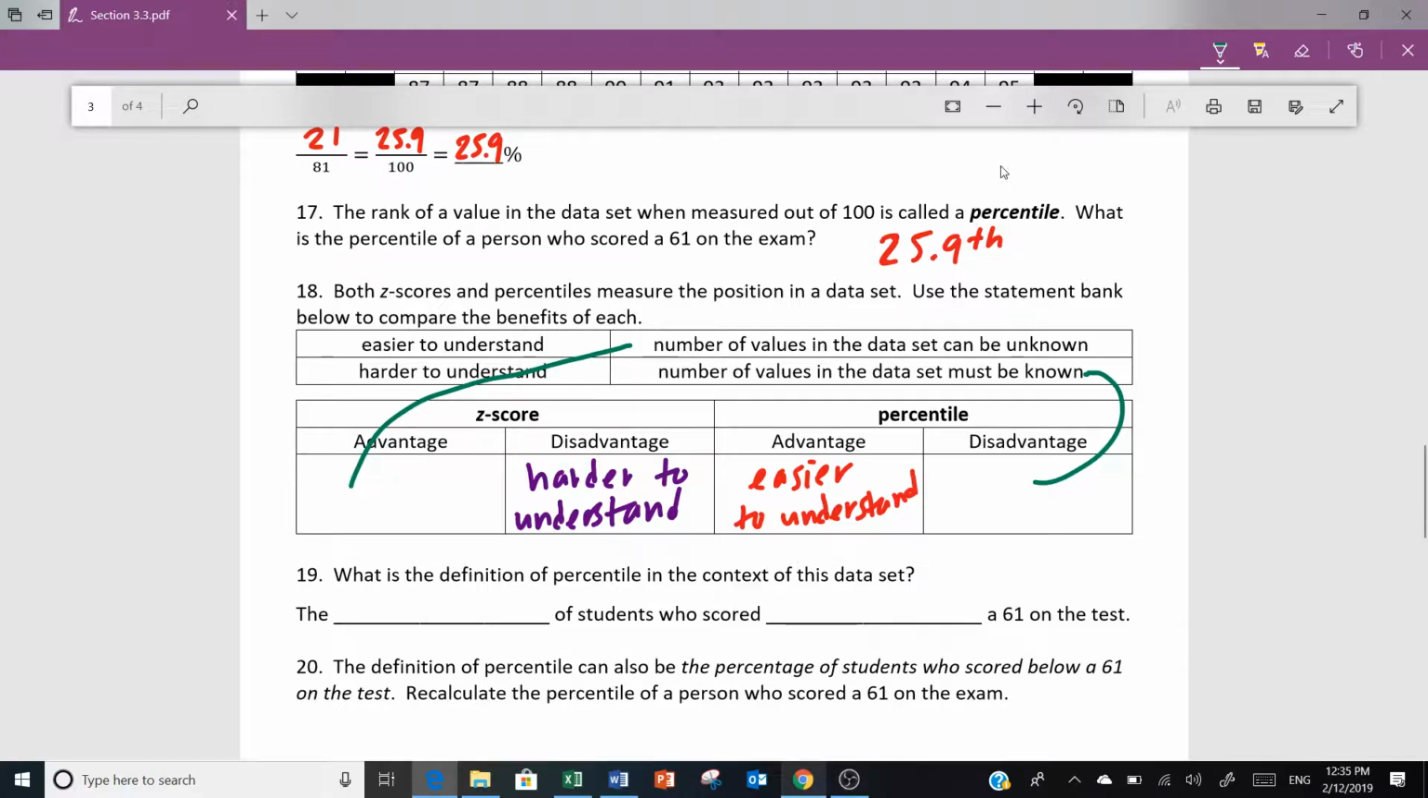Any questions? We're almost there. We're getting there. Okay. What's the definition of the percentile in the context of the data set? It's the blank of students who scored blank of 61 on the test.